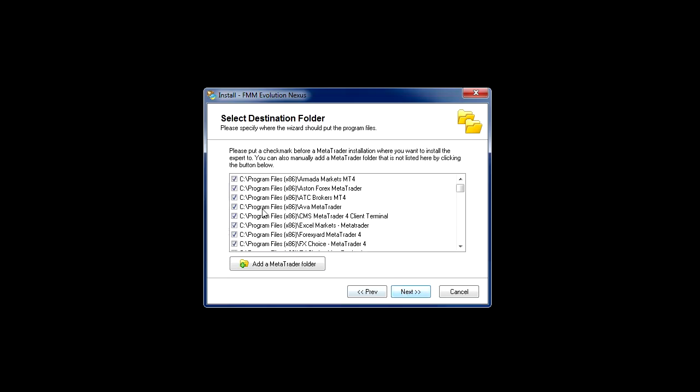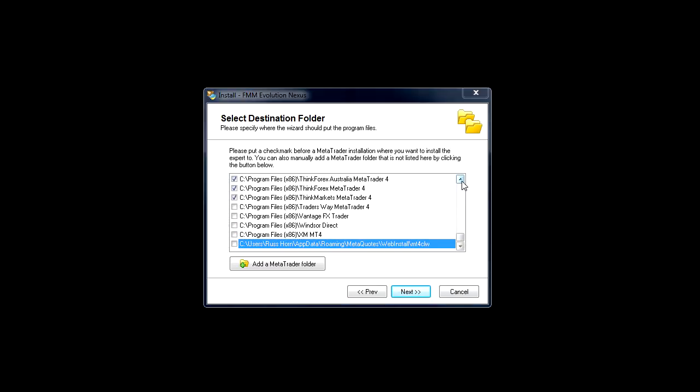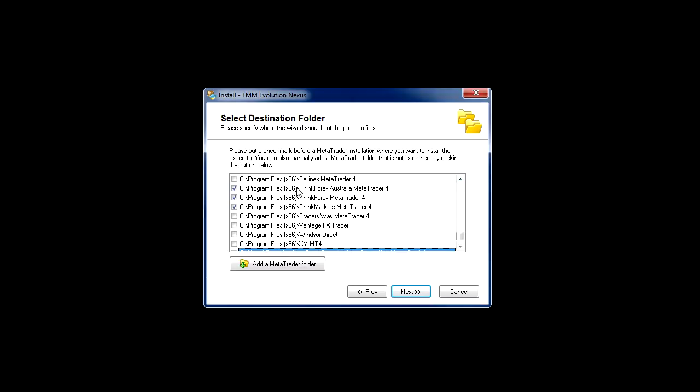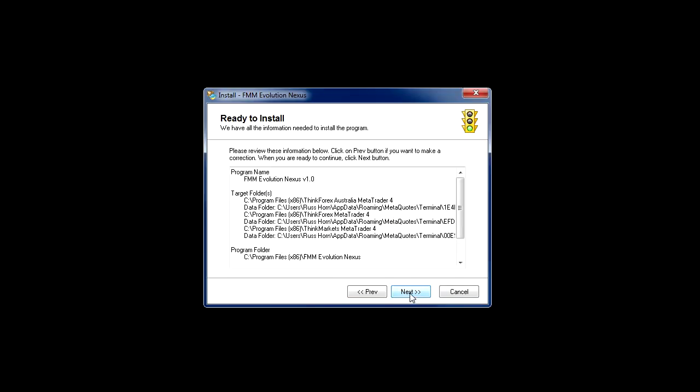Click next. I want to make sure that I'm installing this on a certain platform. So I will uncheck every platform that I do not want it installed on and keep the platforms checked that I do want it installed on. By default, it will check everything for you. I just want it on my Think Markets platform. So now that that's the case, I'll click next, and next one more time.